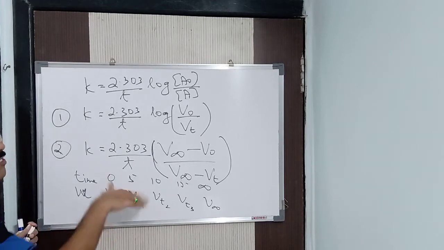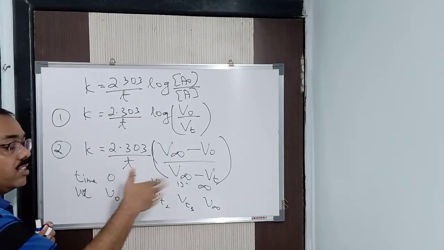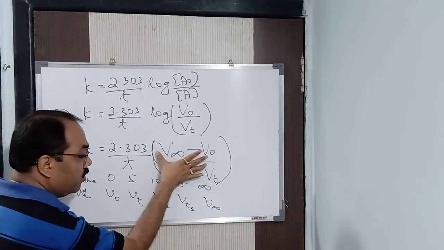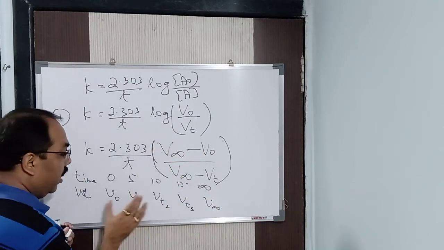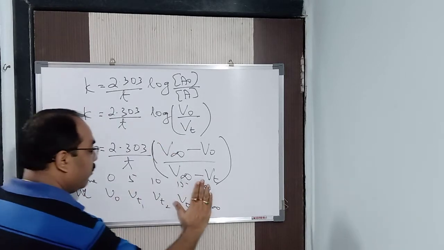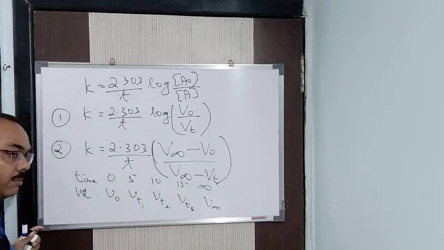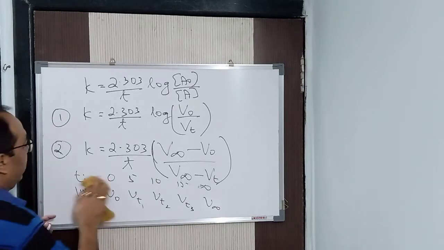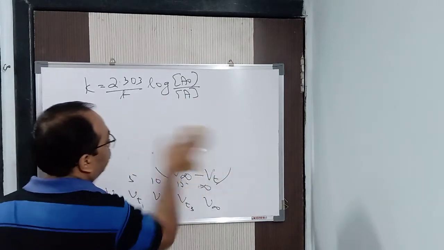Alright, so this is another formula. It depends upon what is given in the question. If V infinity is given, then you will be using this formula. If V infinity is not given, as in the previous formula where it was not there, then I will be using V0 by Vt. Got it now? Fine. Now, next.